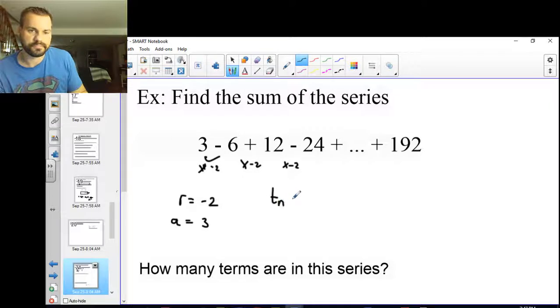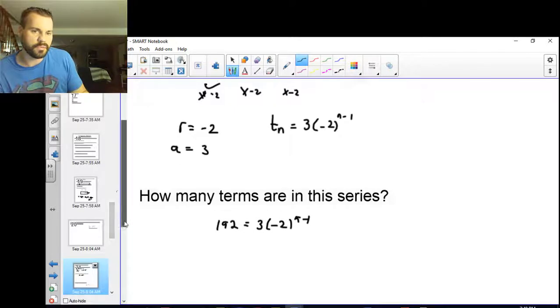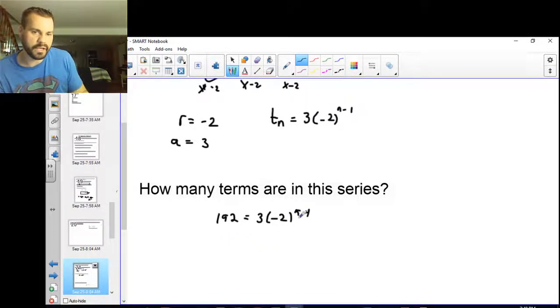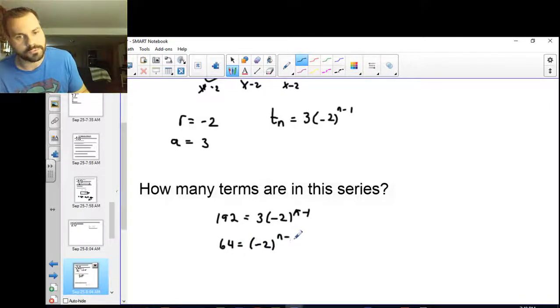So our Tn is 3 times -2 to the n minus 1. So then we got to figure out how many terms there are in the series. That comes from some of the work you were doing with sequences by saying 192 is 3 times -2 to the n minus 1. And then we say, okay, how do I solve for n? There's really two options. One is you got to divide by 3 either way. So let's divide by 3, and that gives me 64 is -2 to the n minus 1.